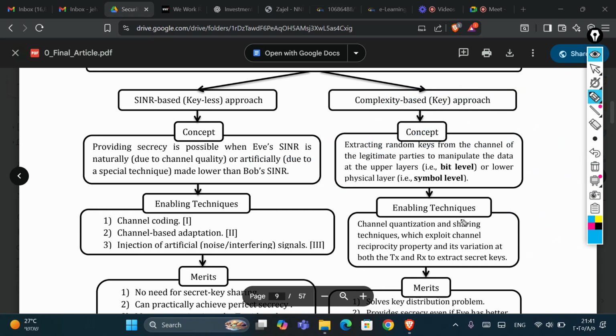What are the enabling techniques in this case? You have channel quantization and sharing techniques, which exploit the channel reciprocity property and its variation at both the transmitter and receiver to extract secret keys. So the techniques are basically channel quantization. Now we need to understand what quantization is and how it happens really in real life scenarios. So let's assume the transmitter and receiver estimated a channel that looks like that.